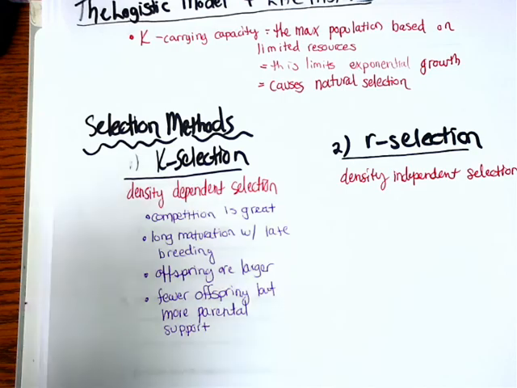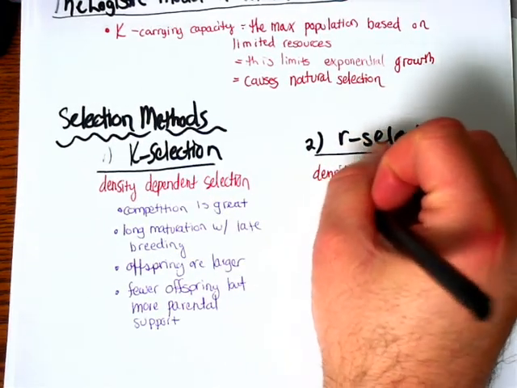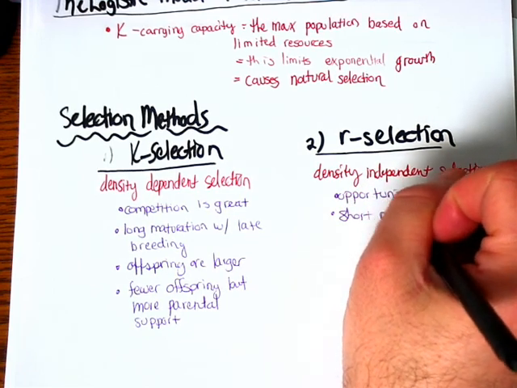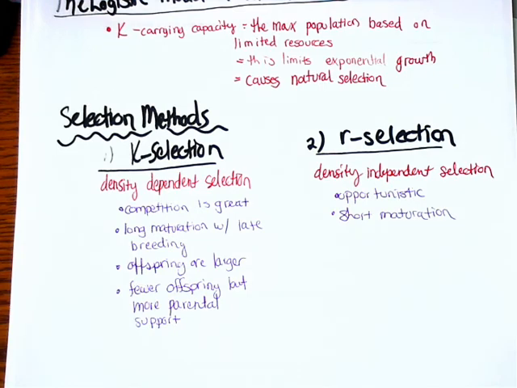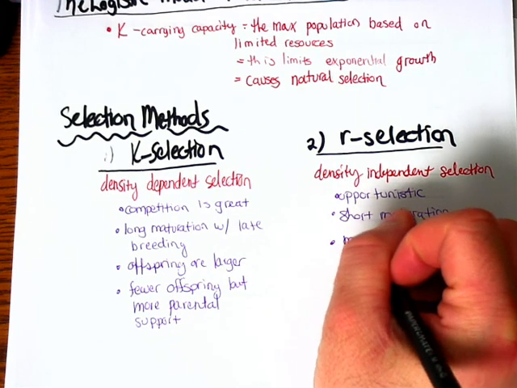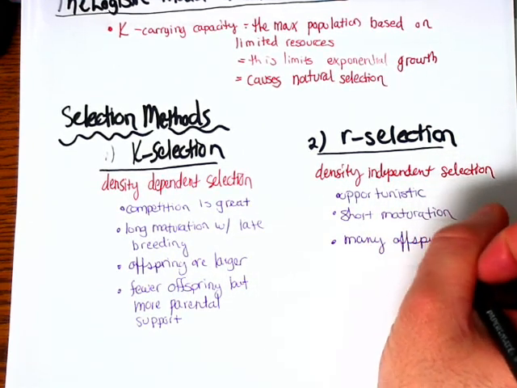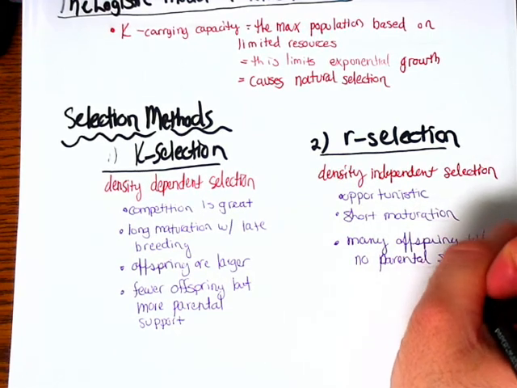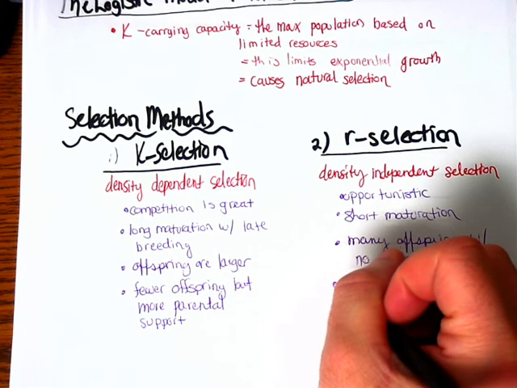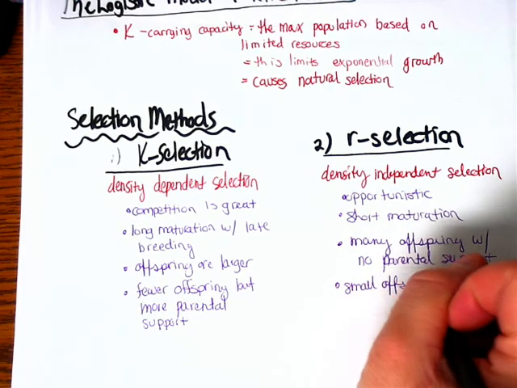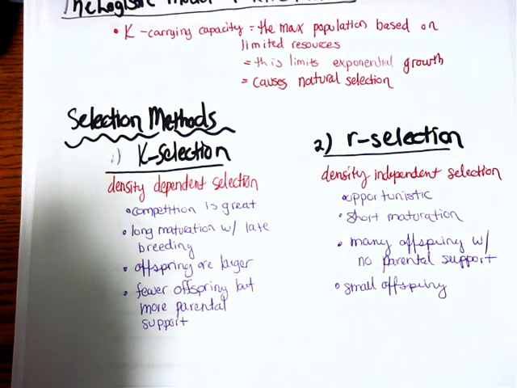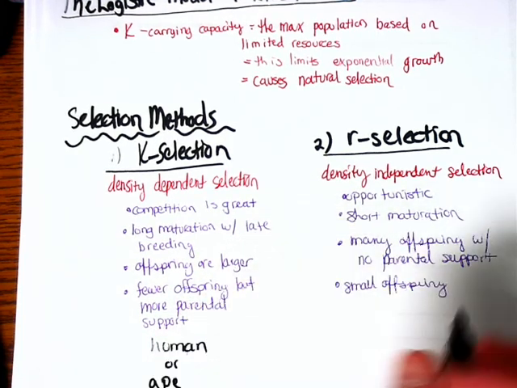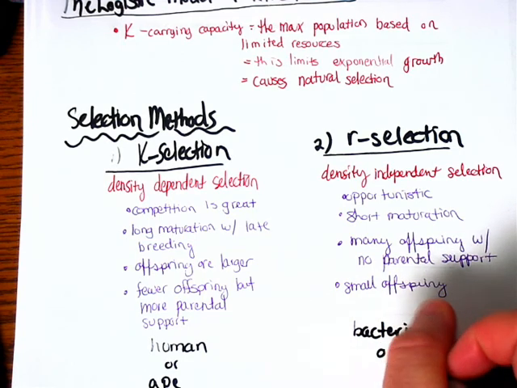Now this contrasts with the r-selected type of species, which typically are more opportunistic, have a short maturation time, and typically produce many offspring. However, these types of offspring have virtually no parental support, and the offspring are typically smaller. A good example of a K-selected species would be a human or ape, whereas bacteria or insects would fall into this category.